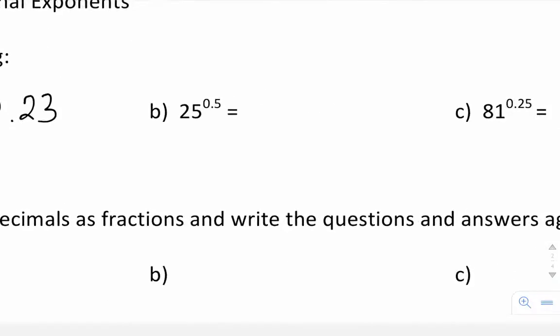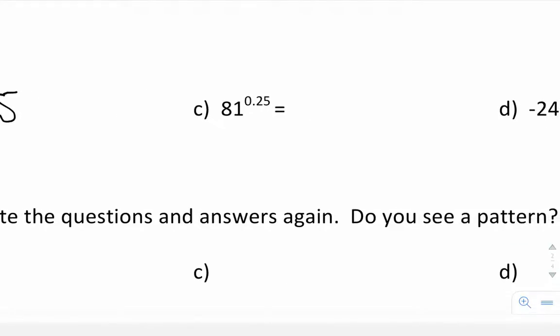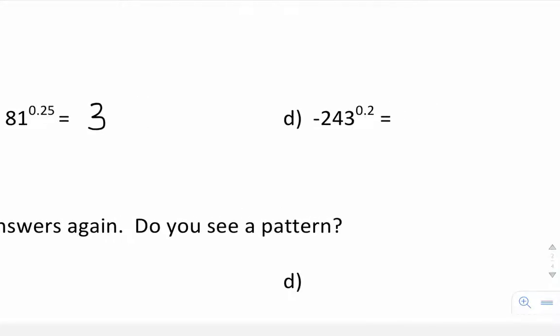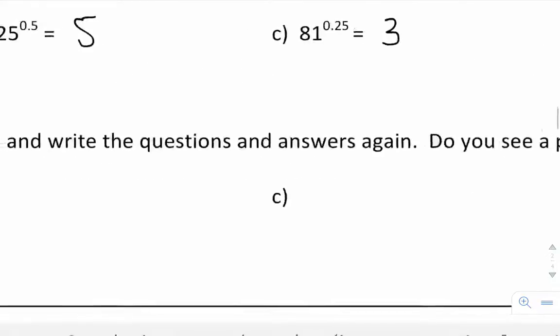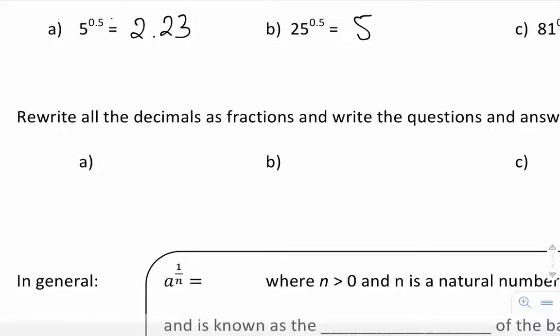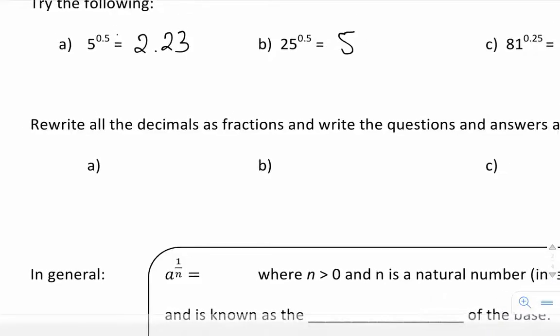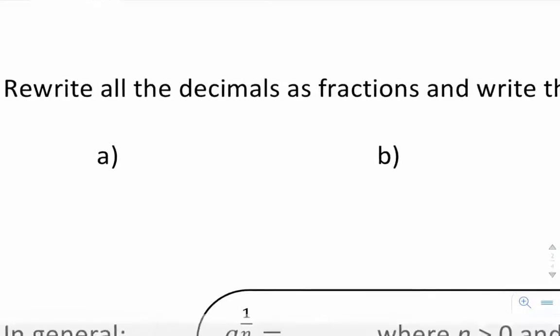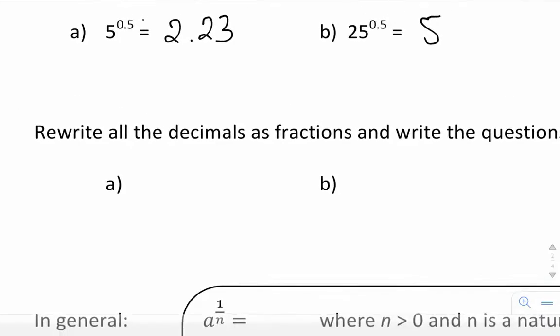With 25, I get the exact number 5. With 81, I get the exact number 3. With negative 243, I get the exact number negative 3. So let's see if there's a pattern here. So what is asked in the next part is to rewrite each of these terms on the left-hand side, the decimal exponents, in terms of fractions.